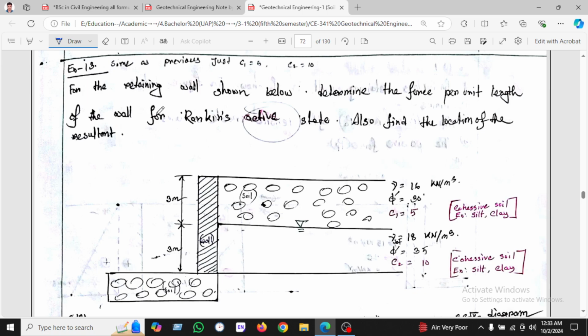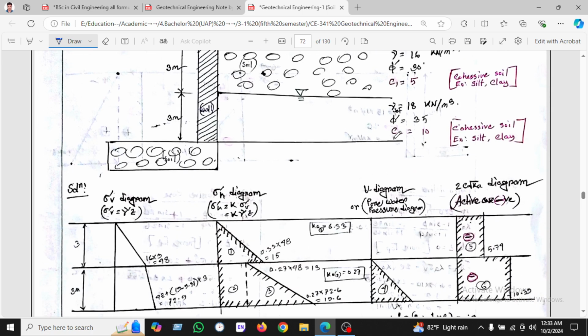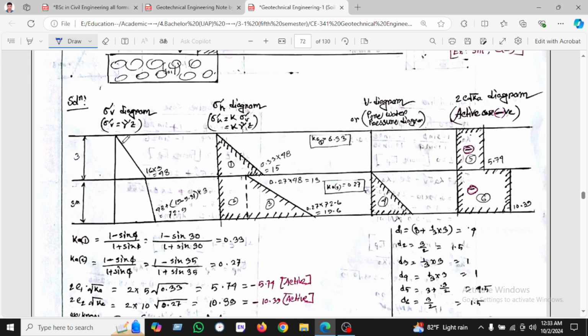is given for the retaining wall shown, and determine the force per unit length of the wall, active case. So as it is active, I can also find the location of the resultant. So all the question is given. So at first we will calculate here the vertical pressure, and then we will calculate the coefficient of active case.